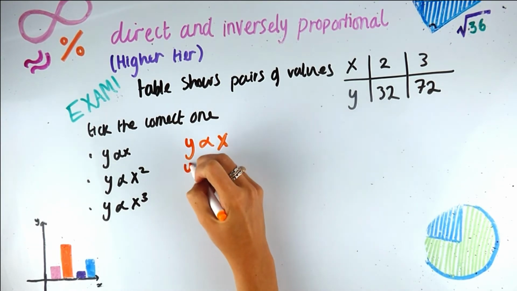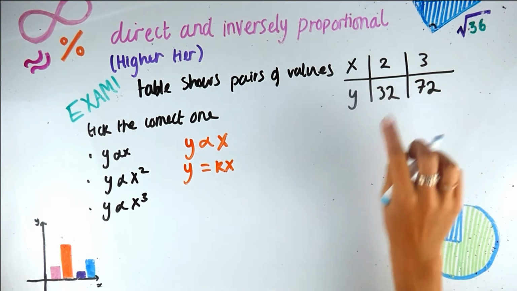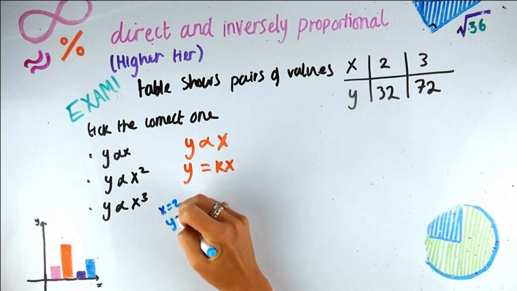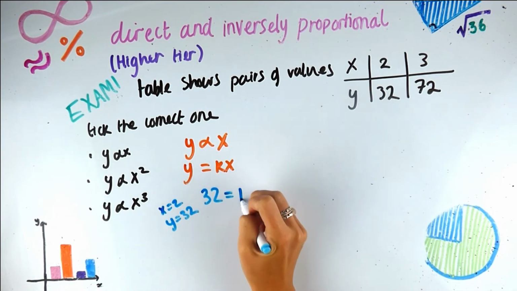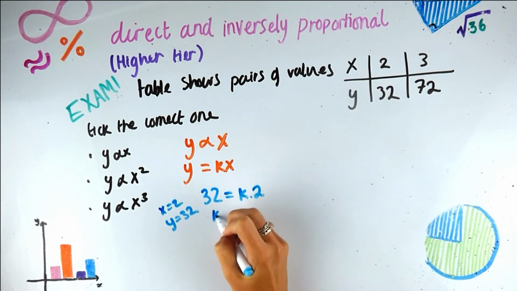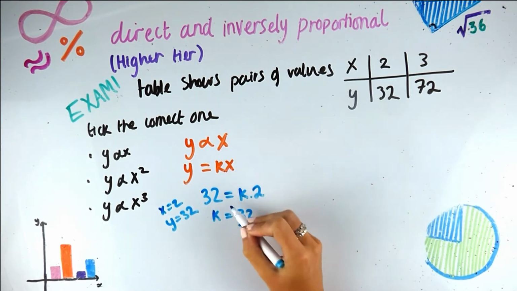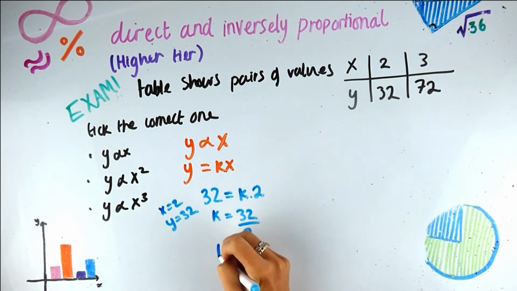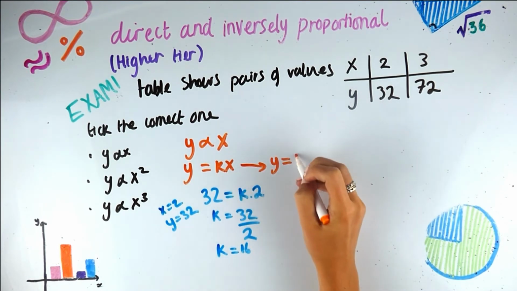So we know we can rewrite proportional as equals kx. Now we've been given these data values, so we can sub them in. So let's just sub these ones in first. We can say x is 2, y equals 32, so we can find a value of k. So 32 equals k times, and then x is 2 from our table. So we know that k equals 32 divided by 2, because I've taken the 2 over and it's multiplied on this side, so it's divided on that side. So k is equal to 16. Therefore, we can rewrite this. Instead of putting a k, we can do y equals 16x.